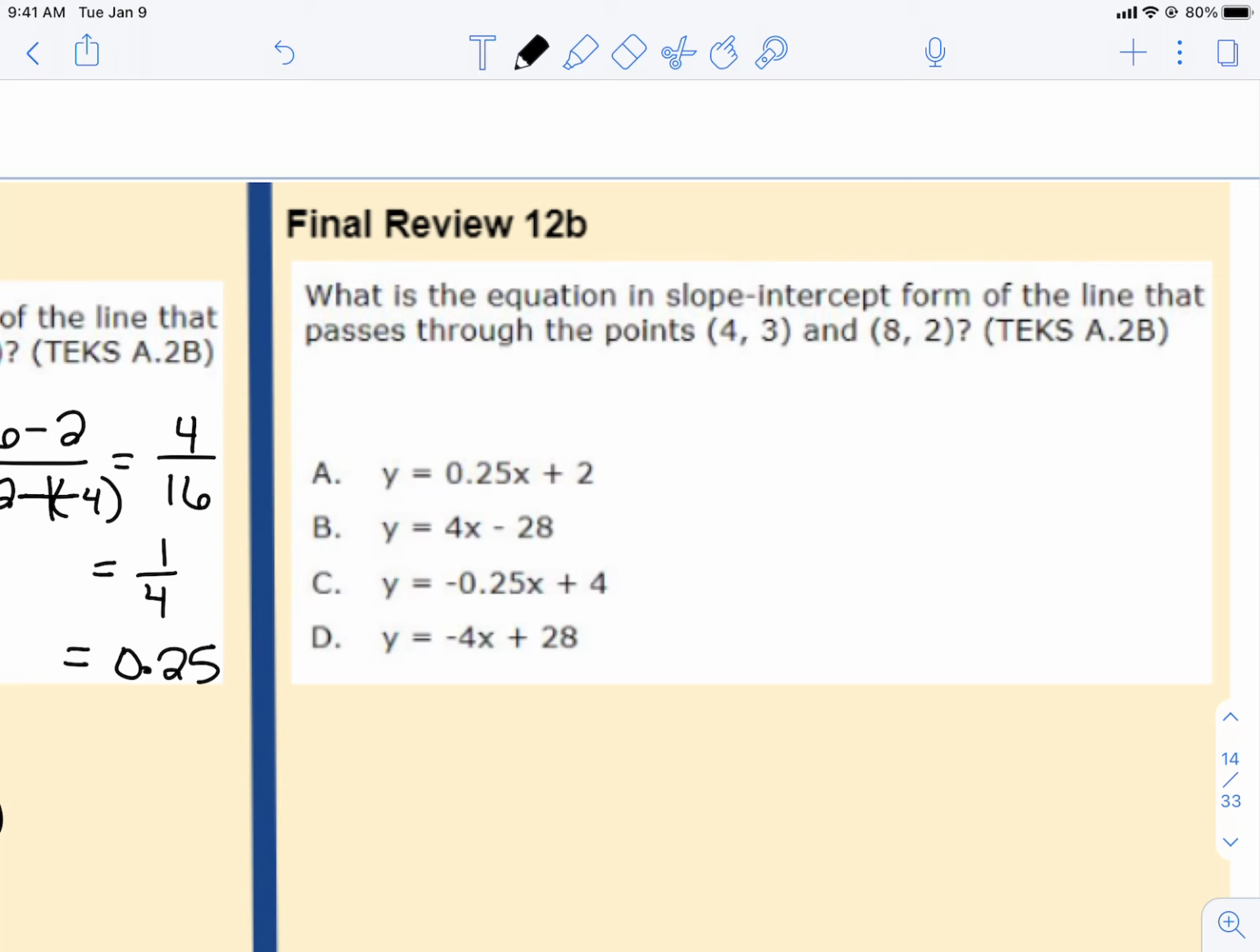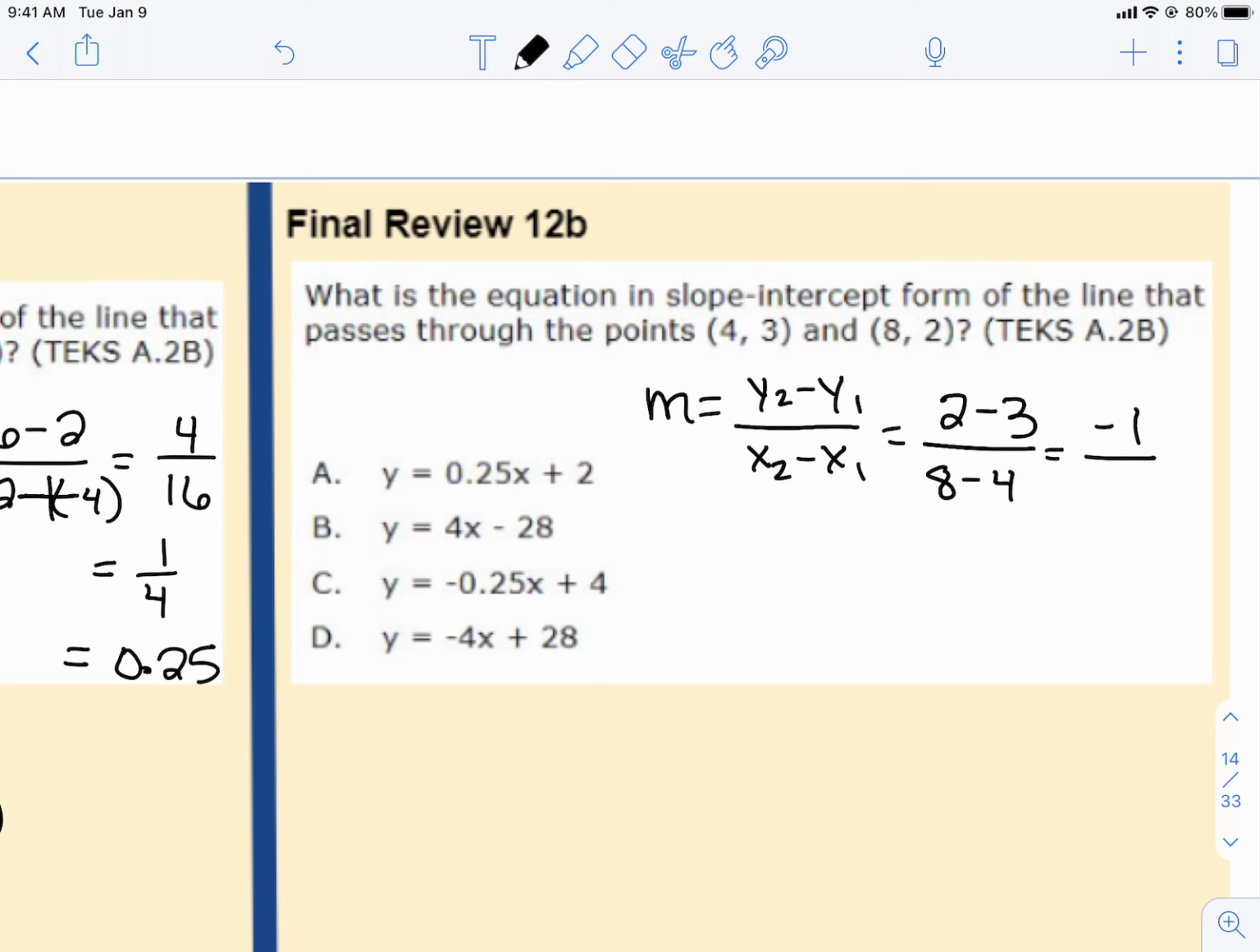Okay, the last question of this video: what is the equation, in slope-intercept form, of the line that passes through the points (4, 3) and (8, 2)? So I need to identify the slope first. So y sub 2 minus y sub 1 over x sub 2 minus x sub 1. I'm going to plug them in. I have 2 minus 3, and I have 8 minus 4. So 2 minus 3 is a -1. 8 minus 4 is 4. That leaves me with a -0.25, which means I can eliminate answer choice B, D, and then A.